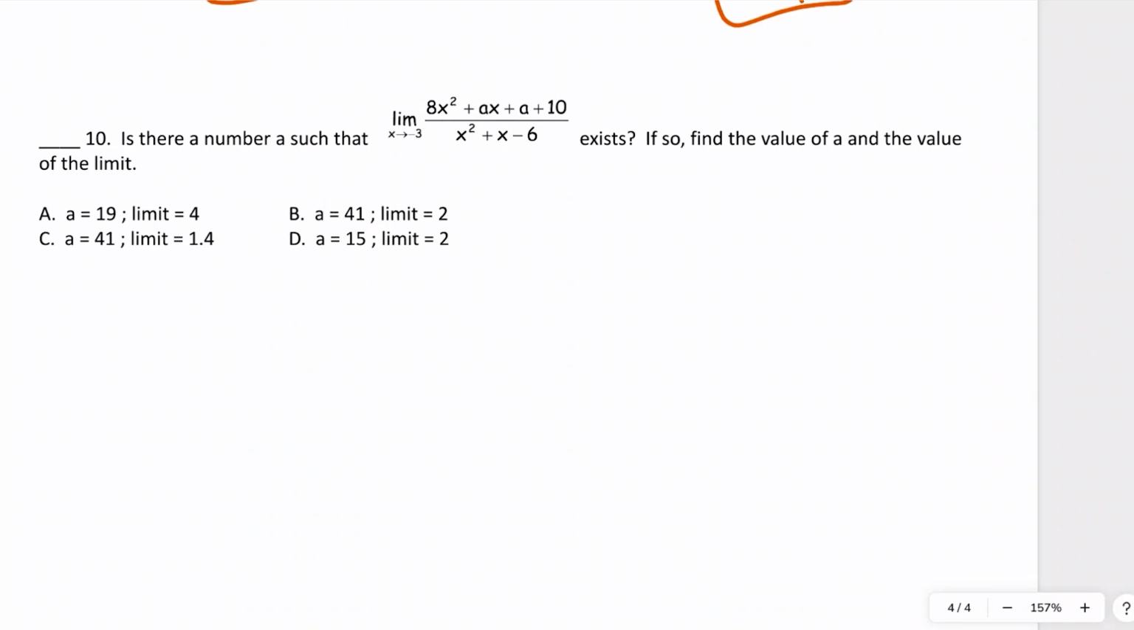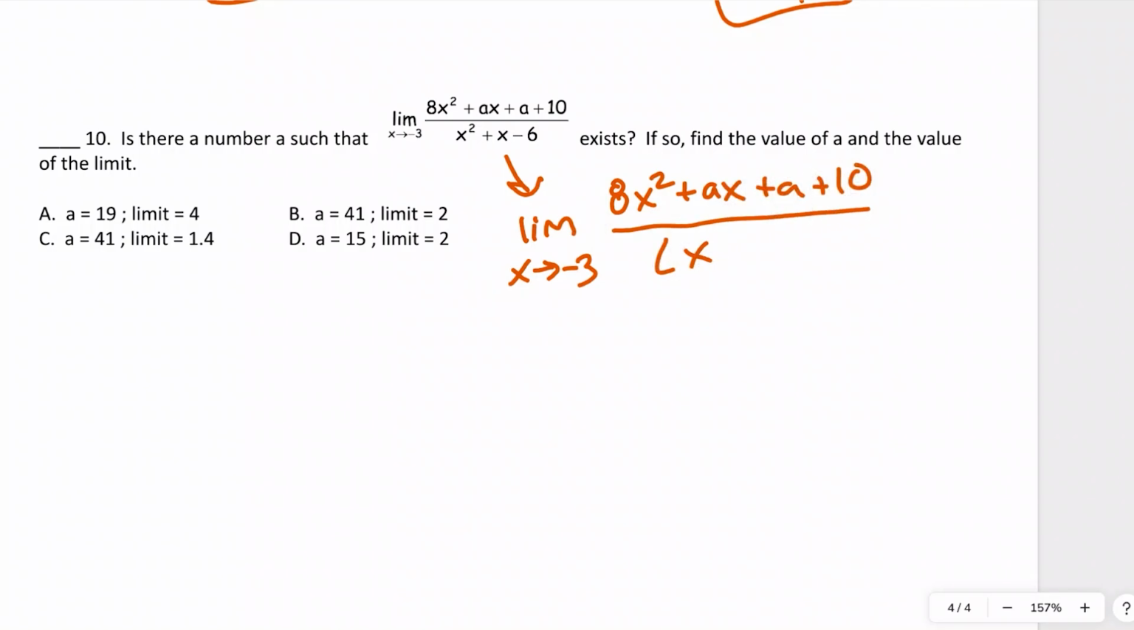So if there is a number so that this limit exists, now let's see, the denominator here, let's go ahead and factor this. I'm going to rewrite this as the limit as x approaches -3 of 8x squared plus 8ax plus a plus 10, over the denominator factored as x plus 3 times x minus 2. So we can see -3 is going to cause the denominator to be 0. But if the limit does not exist, then that number -3 is not going to make the numerator equal 0.